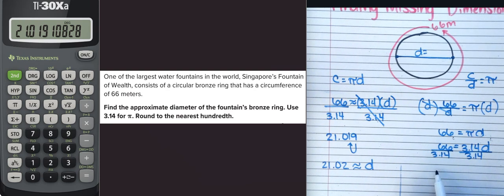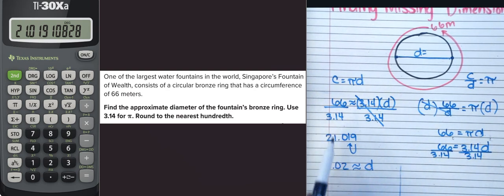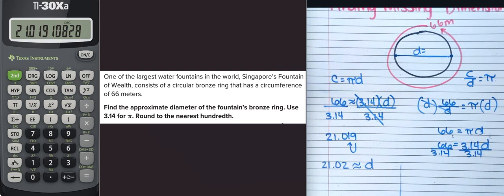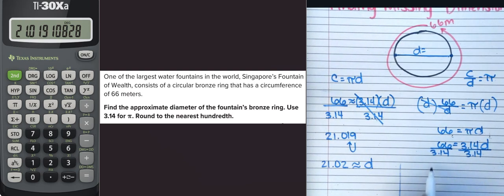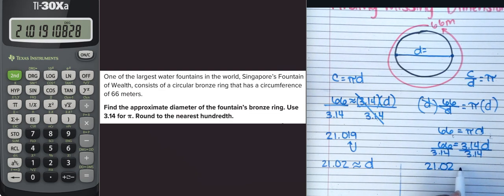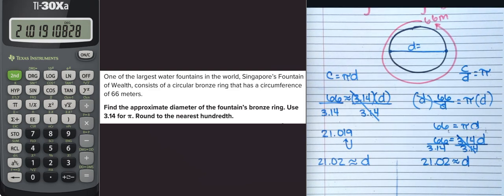All right, and then we're going to say the same thing that we did last time. So we're at 66 divided by 3.14. That gave us 21 and 19 thousandths when we approximated. And we wanted to go to the nearest hundredth, so we went out to the thousandth place. And our answer became 21 and 2 hundredths is approximately the value of D, right? Because the 3.14 cancels out.